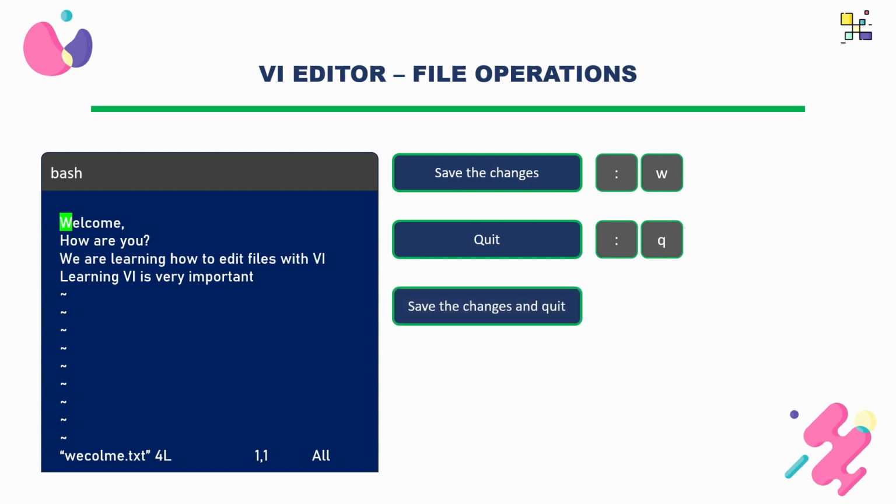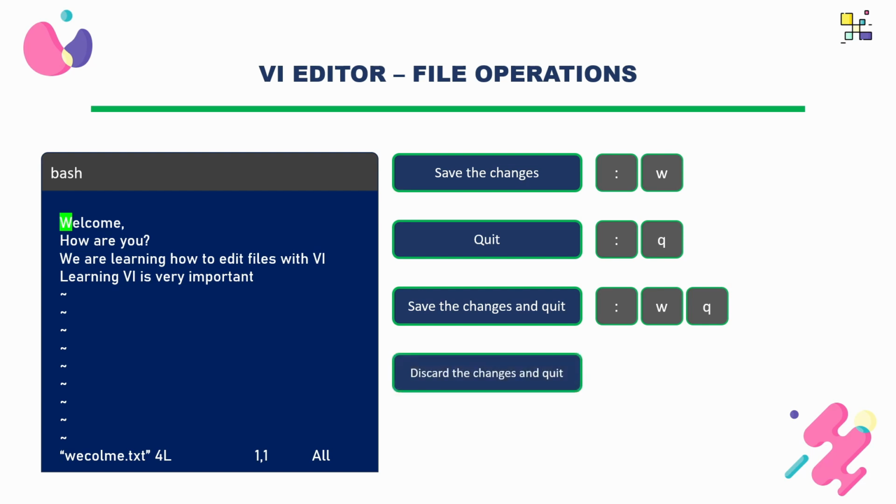To save the changes and quit the VI editor at the same time, press colon followed by W to save the changes, followed by Q to quit, and finally press enter. To discard the changes and quit the VI editor, press colon followed by Q, followed by an exclamation mark, and then press enter. So here we will quit the VI editor without saving the changes.